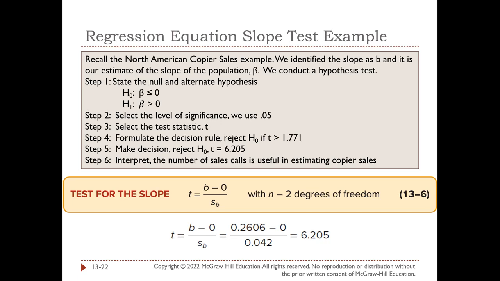We're going to make a decision. We're going to reject the null because t is actually going to equal 6.205. Now, how does it equal 6.205? Well, we take the slope, so b minus 0, and divide by the standard deviation of b.